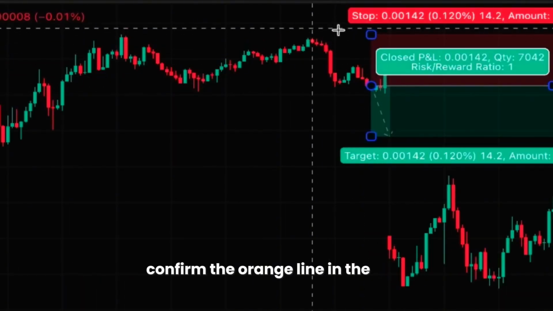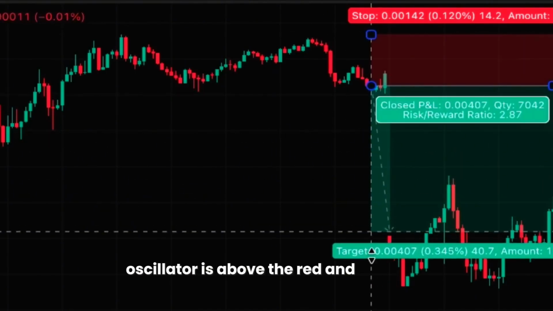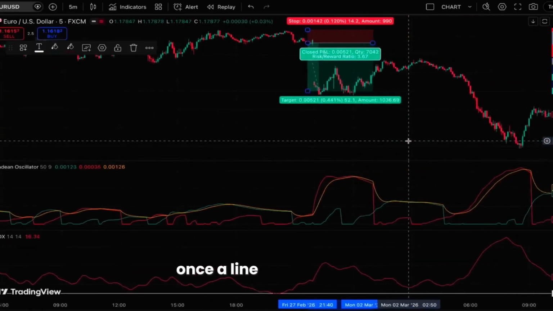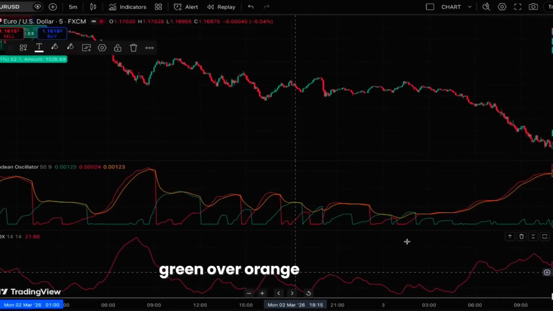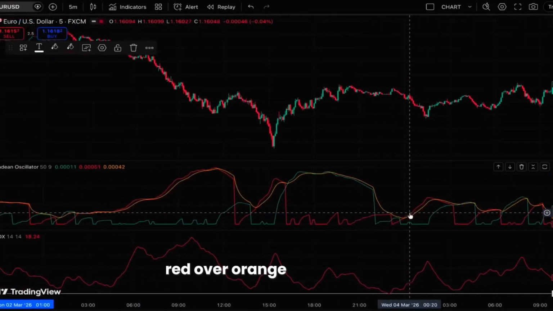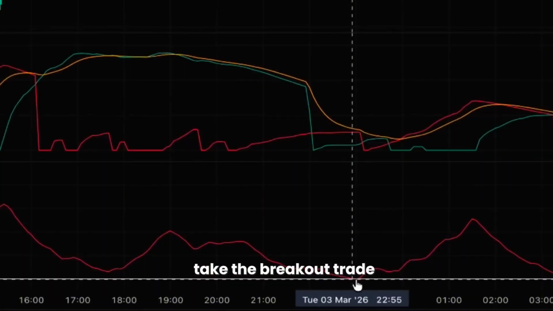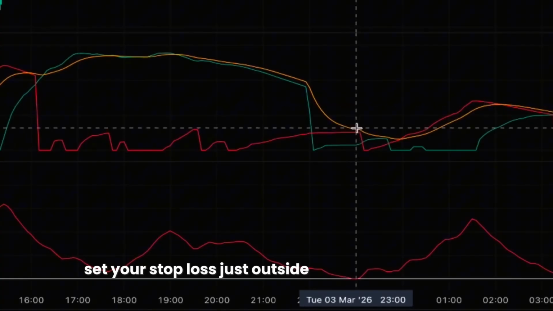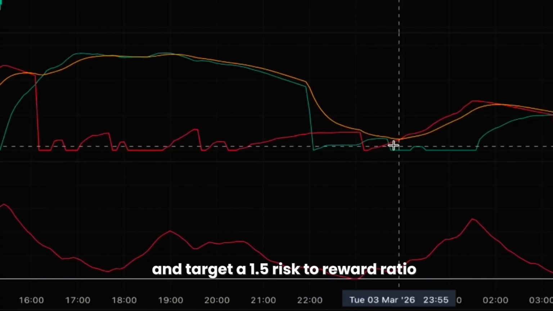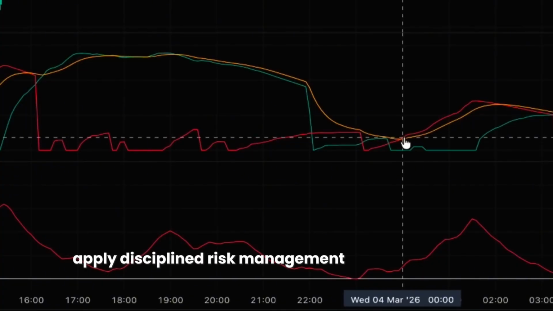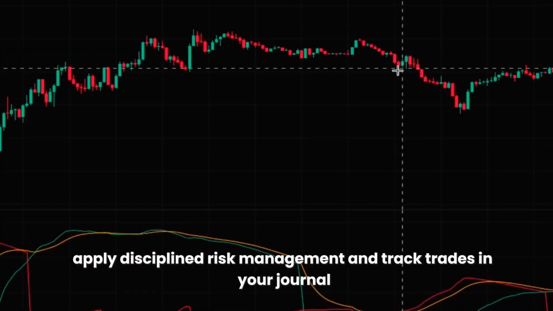Confirm the orange line in the Andean Oscillator is above the red and green lines. Once a line crossover occurs, green over orange equals bullish, red over orange equals bearish, take the breakout trade. Set your stop loss just outside the consolidation area and target a 1.5 risk-to-reward ratio. Apply disciplined risk management and track trades in your journal.